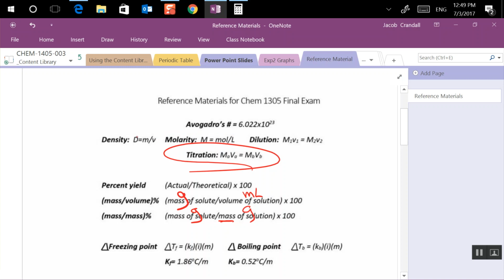MAVA equals NBVB. So you'll just identify how much volume of the base you titrated into the unknown acid, and then knowing the initial volume of the acid, you'll be able to say the molarity of the acid is equal to the molarity of the base times the volume of the base divided by the volume of the acid. Okay, and solve for MA.